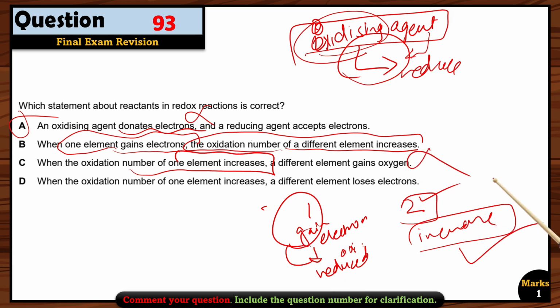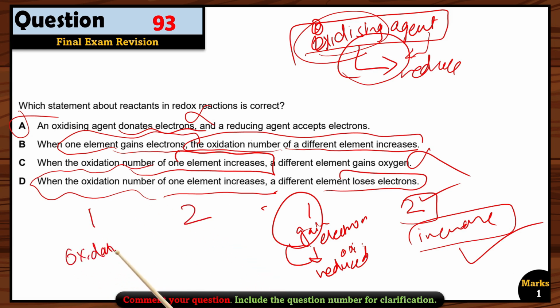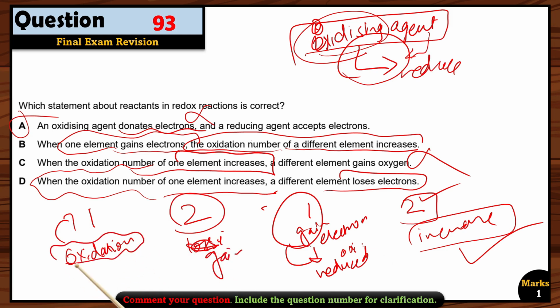Now let's see option D. When the oxidation number of one element increases, a different element loses electrons. So whenever the oxidation number of one element is increased, what will happen? If we have two different elements, and the oxidation number of this element is increased, right? So what will happen? This different element is losing electrons. No, it is gaining electrons, because this one's oxidation number has increased.